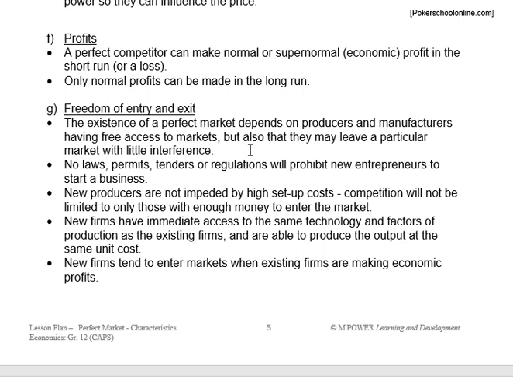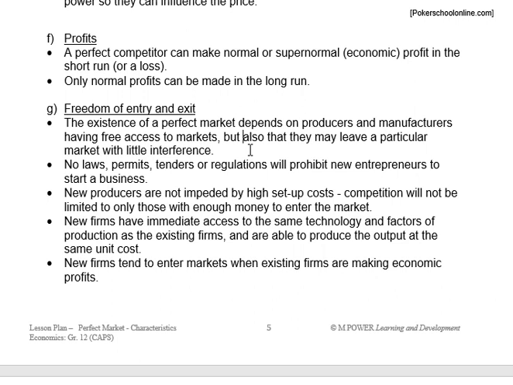So any producer wishing to enter this market can do so without any interference from the government, without any kind of restriction. Any producer has freedom of access. They've got freedom to enter into this market, and they can also leave the market when they wish to do that. So in other words, it means that there are no barriers to entry. There's nothing preventing any seller from entering into this market.